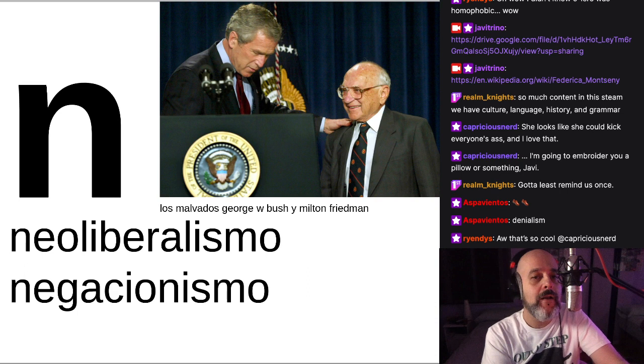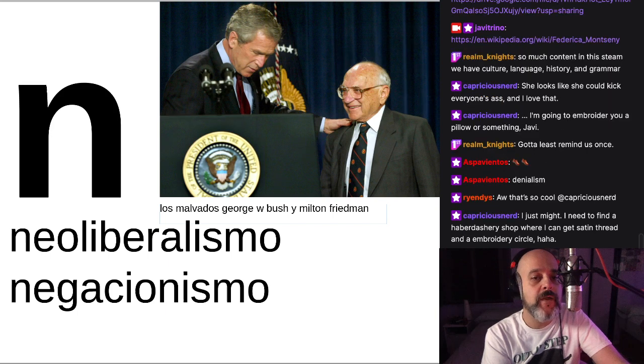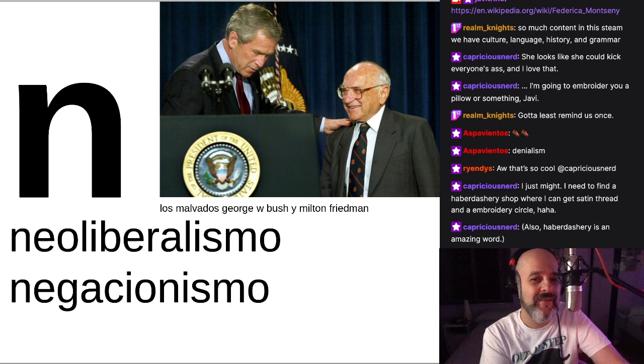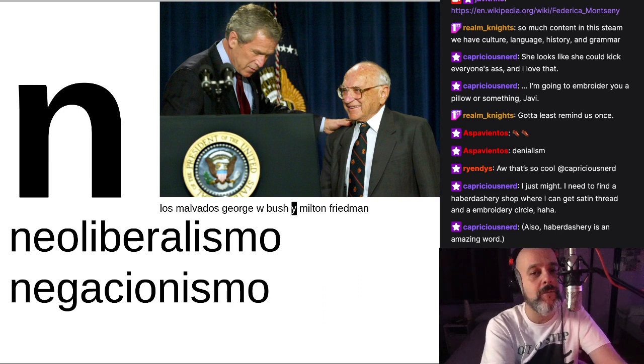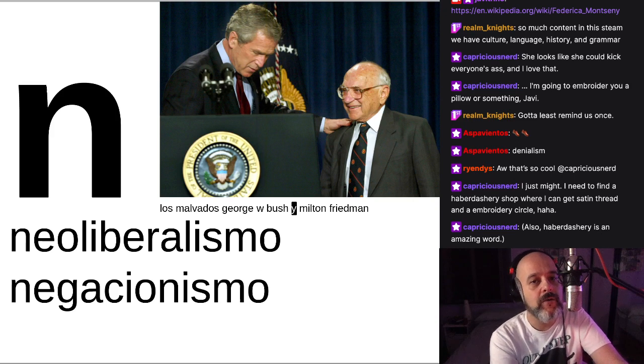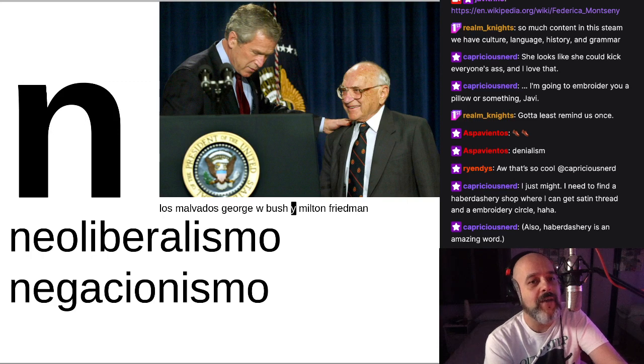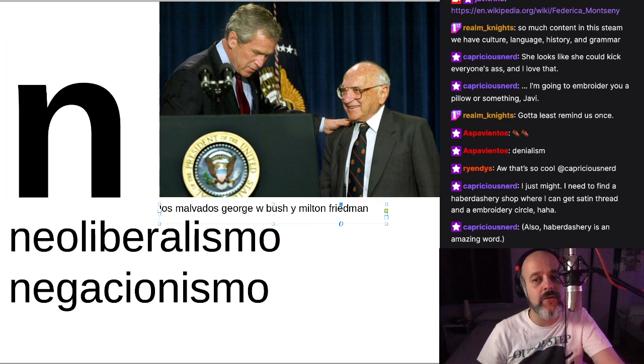And we're going to read Los Malvados, George W. Bush y Milton Friedman. So, los malvados, the evil. George W. Bush, because W is not included in this alphabet, to be honest, because it's mostly for foreign words. I wanted to include the K because of the political significance, but we could consider that our letters are mostly used for foreign words, like the Japanese have the katakana, which is a whole alphabet. But in our case, we have a couple of letters, no biggie. So E, which is just the letter Y, means and, the conjunction and.